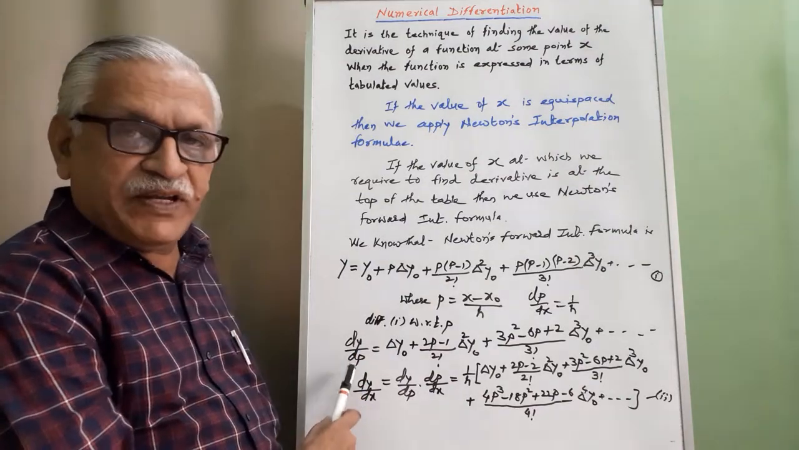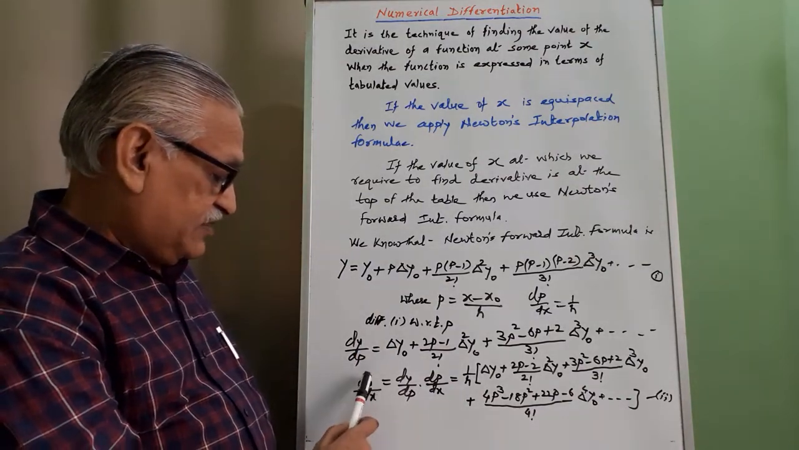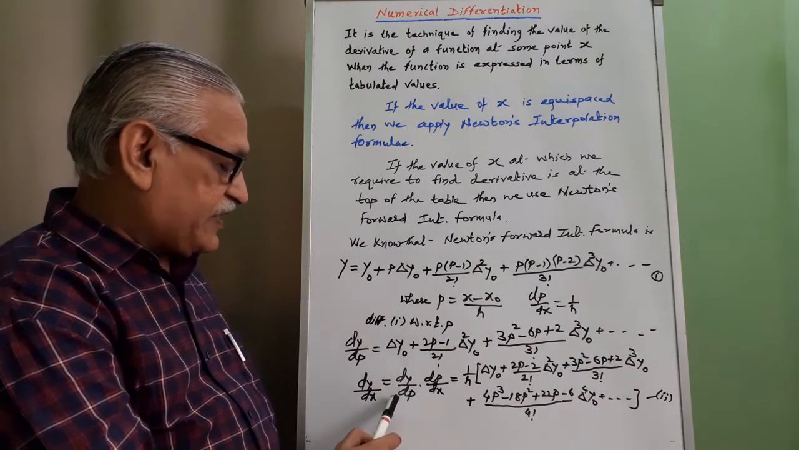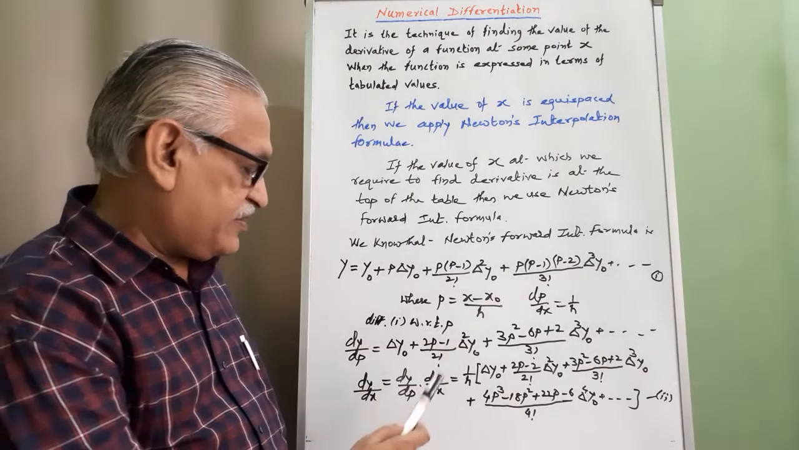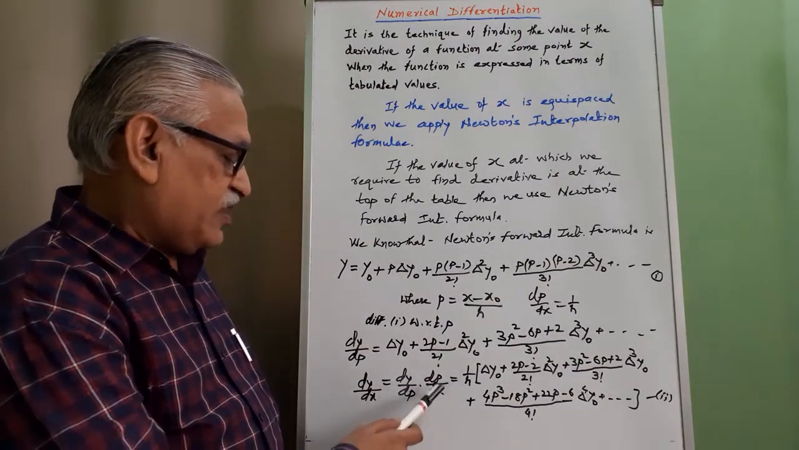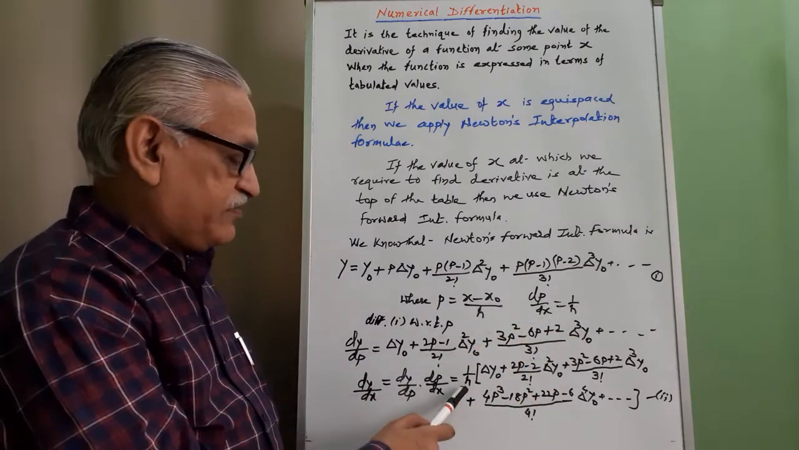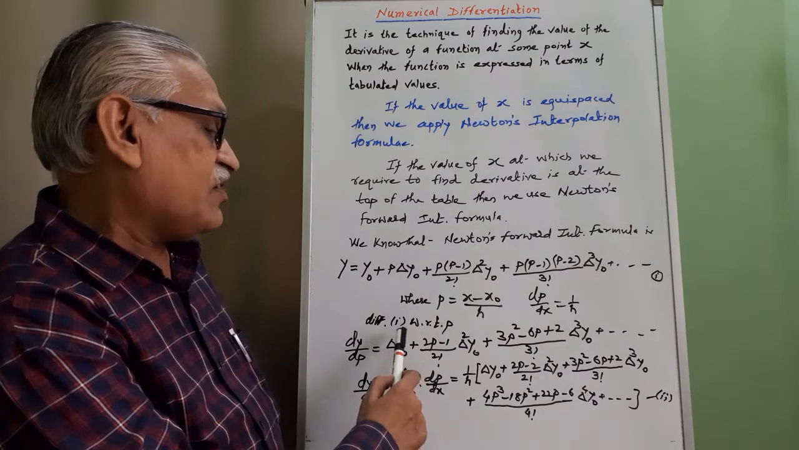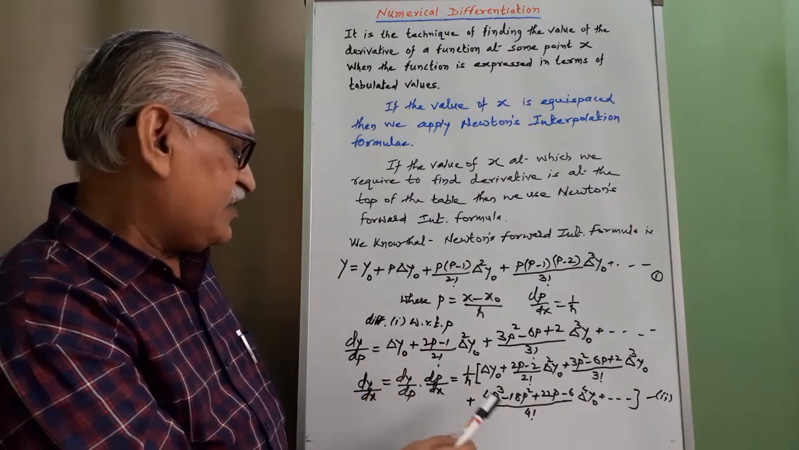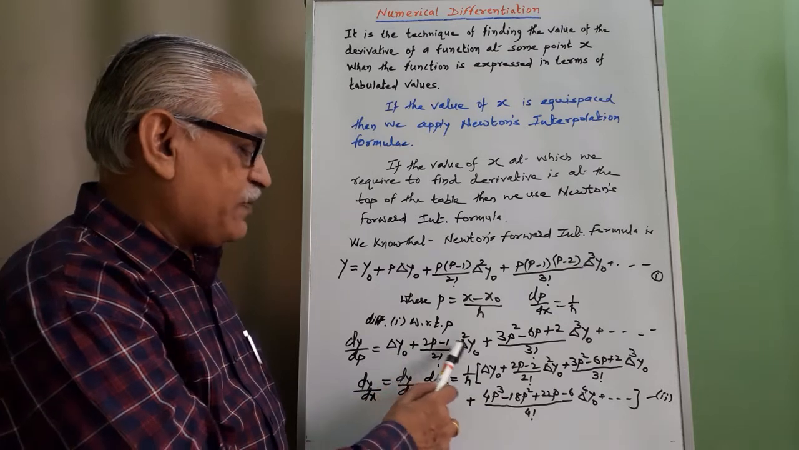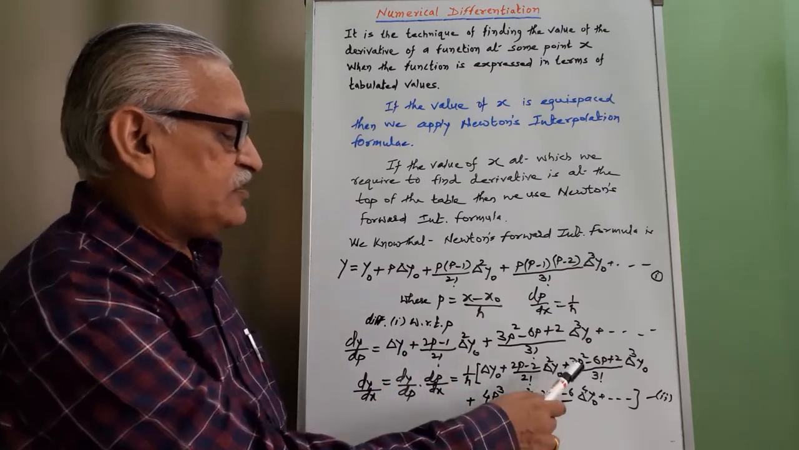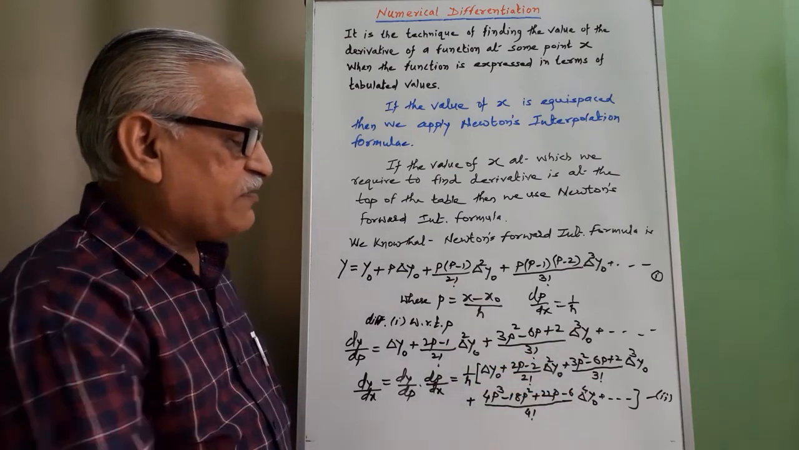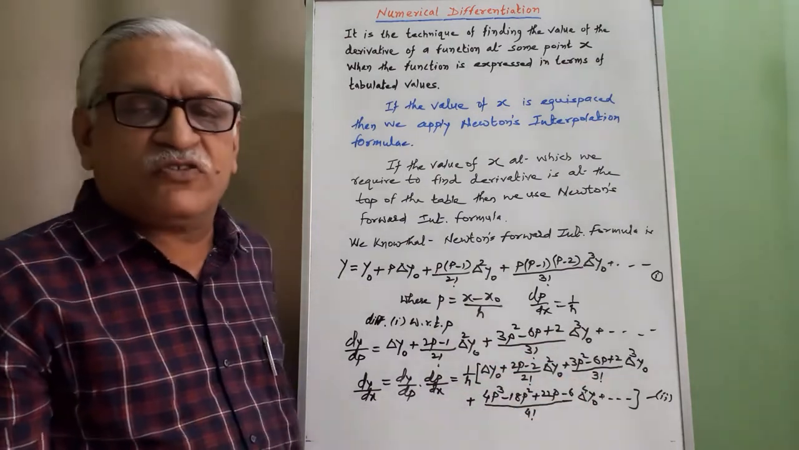Rewriting, dy by dx is equal to dy by dp into dp by dx. The dp gets cancelled, we get the original dy by dx, and therefore it is equal to the value of dp by dx, which is 1 by h, and the value of dy by dp from the previous step: delta y0 plus (2p minus 1) by 2 factorial into del square y0 plus (3p square minus 6p plus 2) divided by 3 factorial into del cube y0.